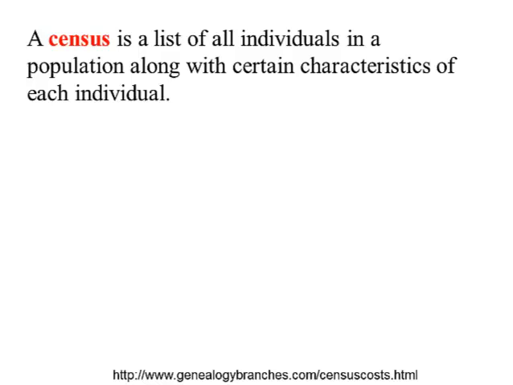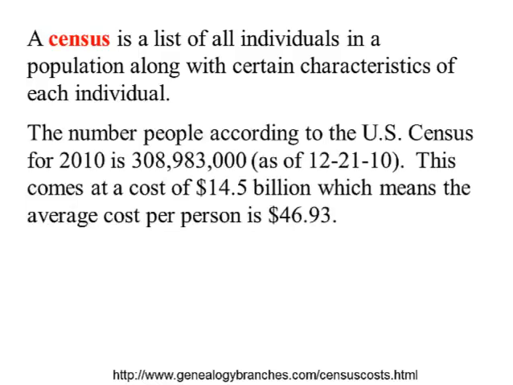The United States does a census every 10 years, and that census is to count how many people live in the United States. The number of people according to the U.S. Census for 2010 is almost 309 million people. This comes at a cost of $14.5 billion, which means the average cost per person is about $47.